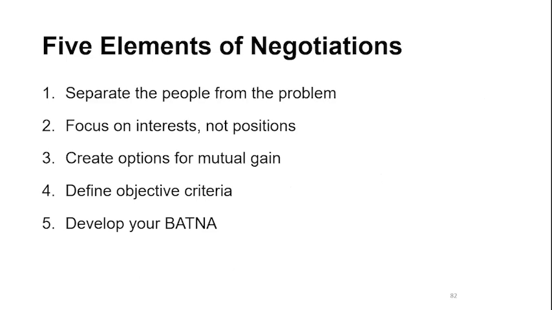So in summary, five elements for being a good negotiator: separate the people from the problem, focus on interest, not positions, create options for mutual gain, develop objective criteria, and develop your best alternative to a negotiated agreement. Before you go to the negotiations, what is your fallback position? What is the minimum that you can accept? And develop that before you go there.